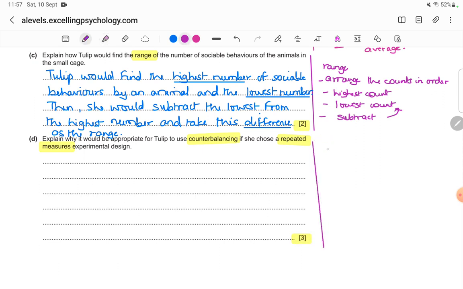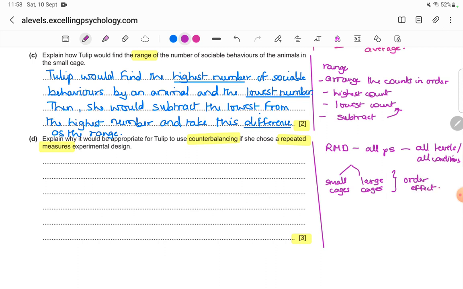What is repeated measures design? All participants are exposed to all levels of the independent variable, or we could say all conditions of the experiment. Which are Tulip's conditions of the experiment? Large cage and small cage. So that means she'll be putting all the animals in small cages for some time and all the animals in large cages for some time. Now, what will happen when she does this? It could result in an order effect.